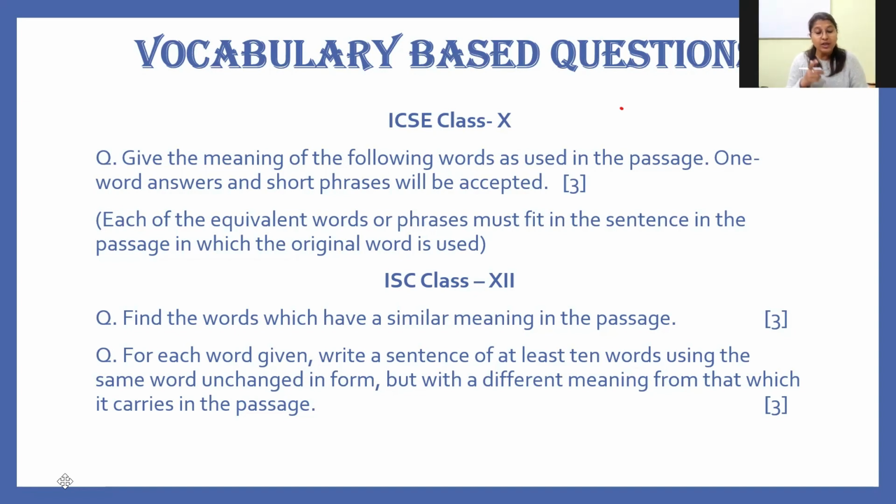Next is, for each word given, write a sentence of at least 10 words. Please mark it, of at least 10 words, using the same word unchanged in form but with a different meaning from that which it carries in the passage. So here these are homonyms. One word with different meanings. The same word has been used in the passage also, but there the meaning is something else. And you have to make a sentence bringing out the meaning which is not used in the passage, right?